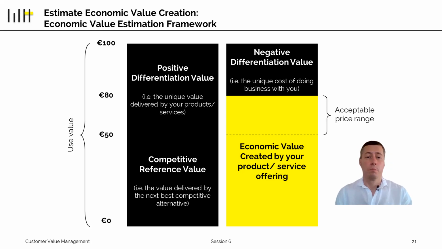Assume all these positively differentiating factors create an incremental value of 50, resulting in a total use value of our product of 100. The use value is the competitive reference value plus the positive differentiation value.